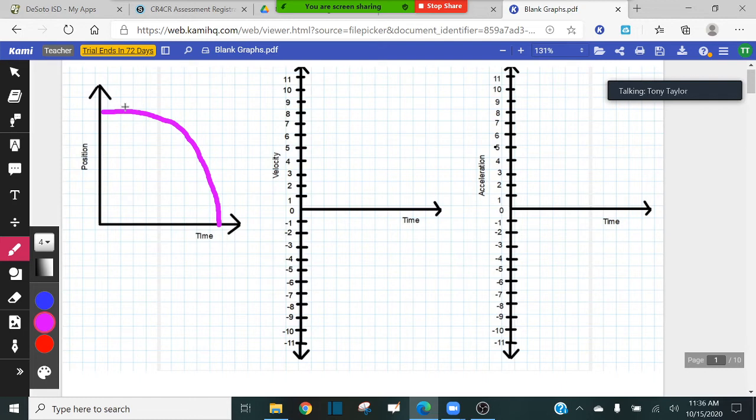Slowing down, your curve is getting flatter with time. Something you guys have to remember: getting flatter with time, slowing down. Getting steeper with time, speeding up.